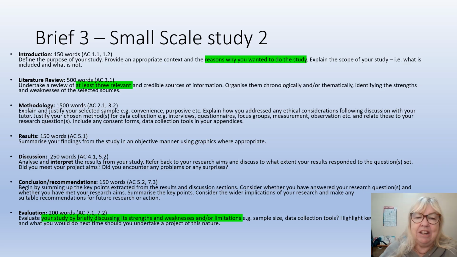You need a little literature review, small one, good paragraph, but at least 500 words because it's very hard to do a literature review much smaller. You need to review at least 3 relevant sources of information, at least 3. You can do a bit more if you can fit it in, that relate to the study that you're going to do.